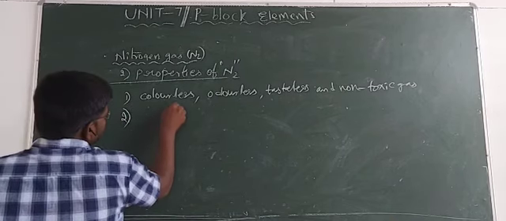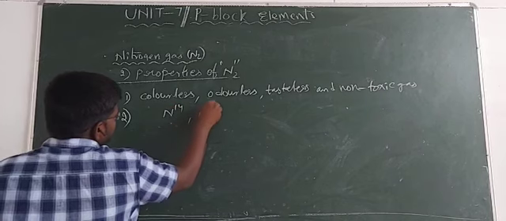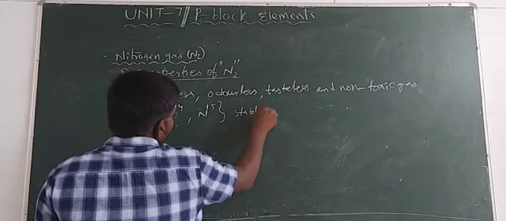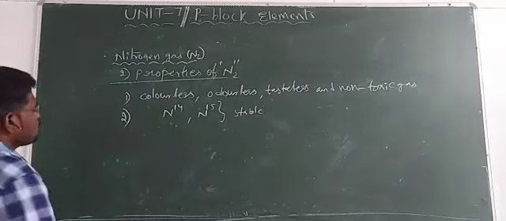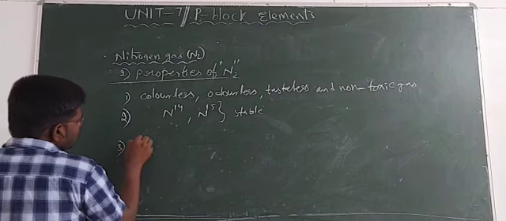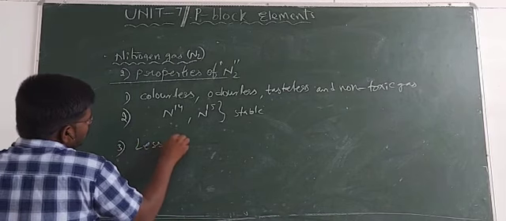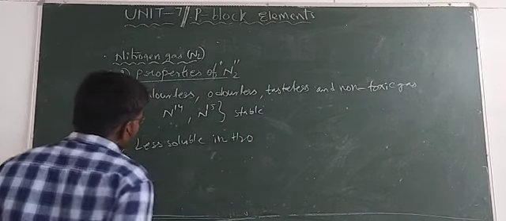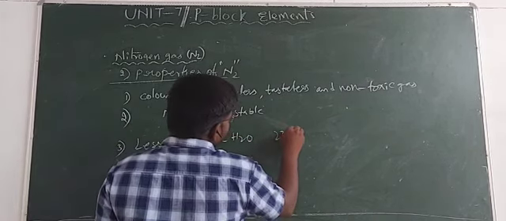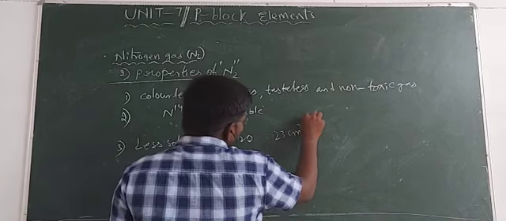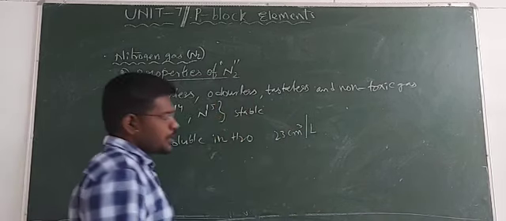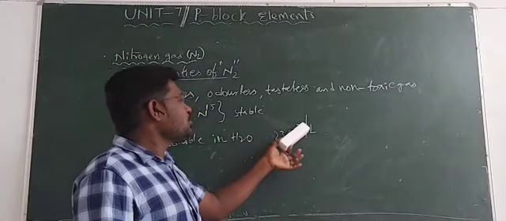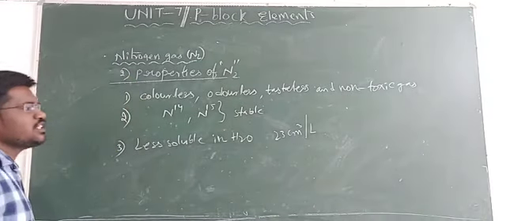Second one: nitrogen has two isotopes, N14 and N15, and both are stable isotopes of nitrogen. Third property: nitrogen is less soluble in water. The solubility is 23 cubic centimeters per liter of water. So in a liter of water, 23 cubic centimeters of nitrogen is soluble.